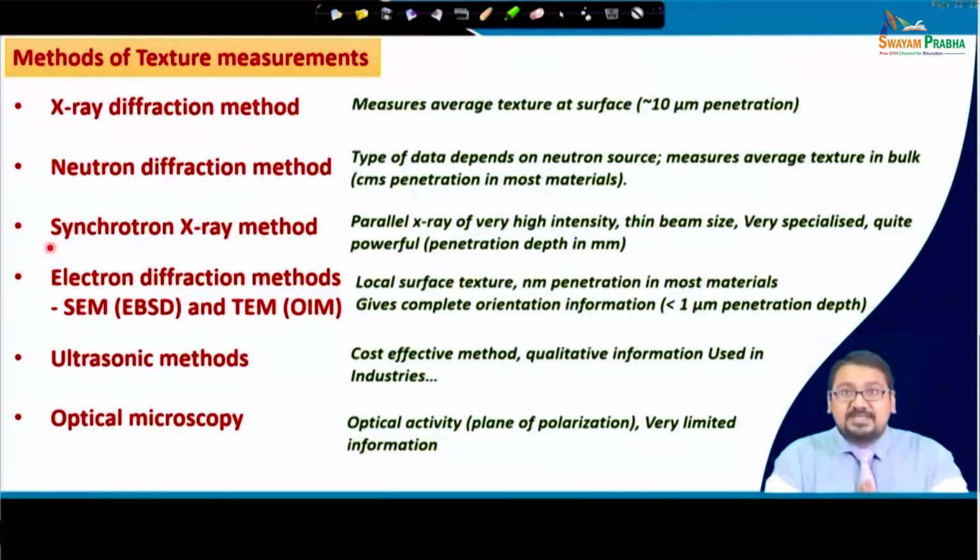And under such situation, high intensity very thin beams can be obtained, and because of the reduction in the wavelength, its penetration depth increases to a few millimeters, and therefore one can utilize this powerful specialized radiation in order to carry out both macrotexture and microtexture.